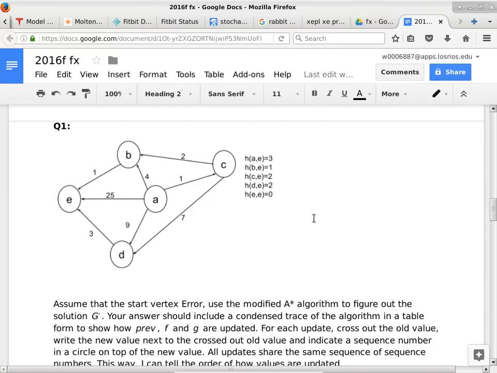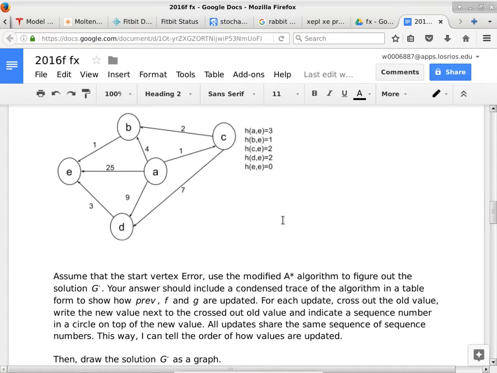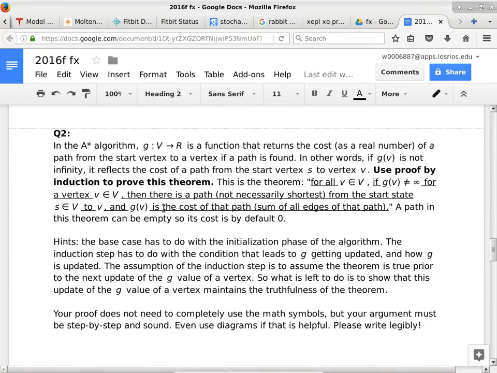Question number 1 is really just asking how we apply the A-star algorithm in order to find the shortest path from a particular vertex to other vertices. The other questions are all related to the A-star algorithm. This one is asking, use proof by induction to prove the theorem of blah, blah, blah. We might get to that today, but we probably won't be able to get to this one today.